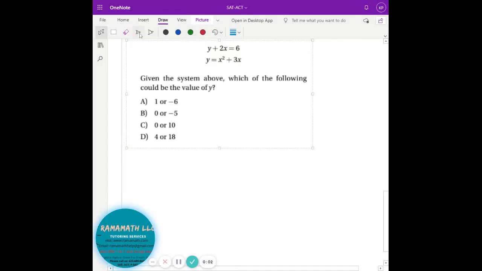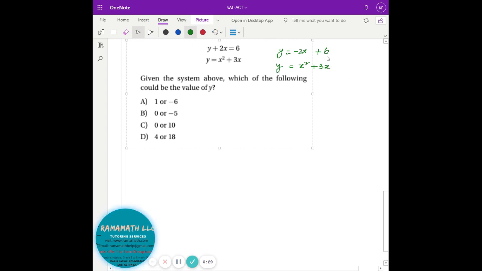So in this SAT question, there is one linear equation and one quadratic function. If I want to graph this and see what my answers could be, one way is to write y equals negative 2x plus 6, and also y equals x squared plus 3x.